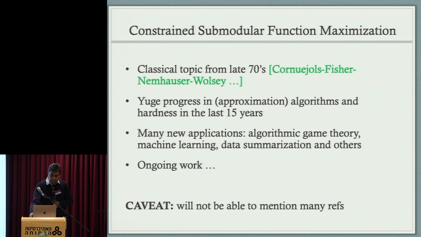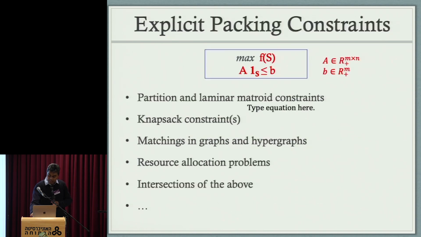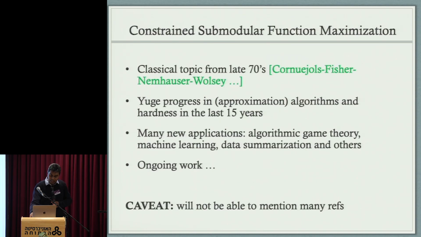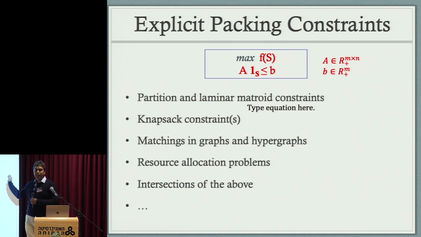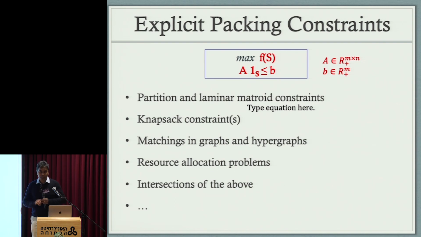What I want to do is focus in this talk on this particular class of problems. I want to maximize the submodular function subject to some packing constraints. What are these packing constraints? They are explicitly given in the form of a matrix A and a vector b, and I want the set I pick to satisfy the property that A times 1_S is less than or equal to b.